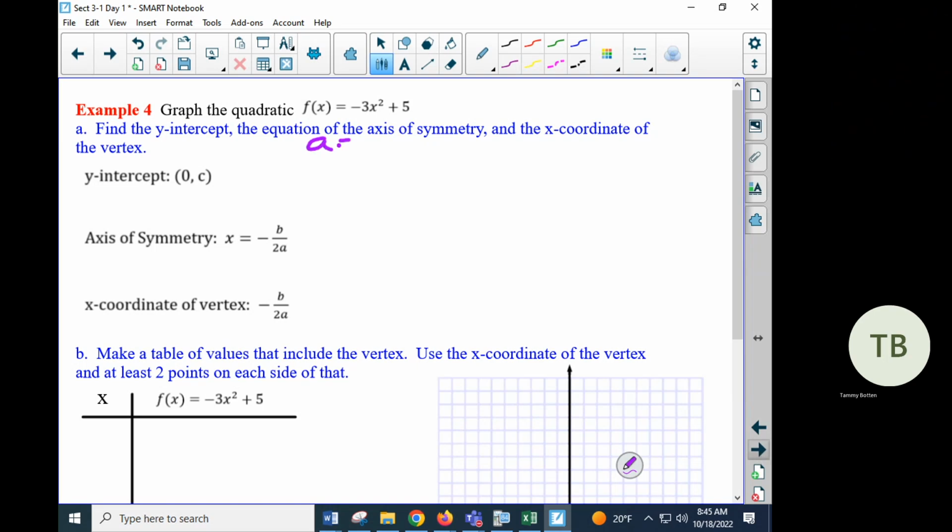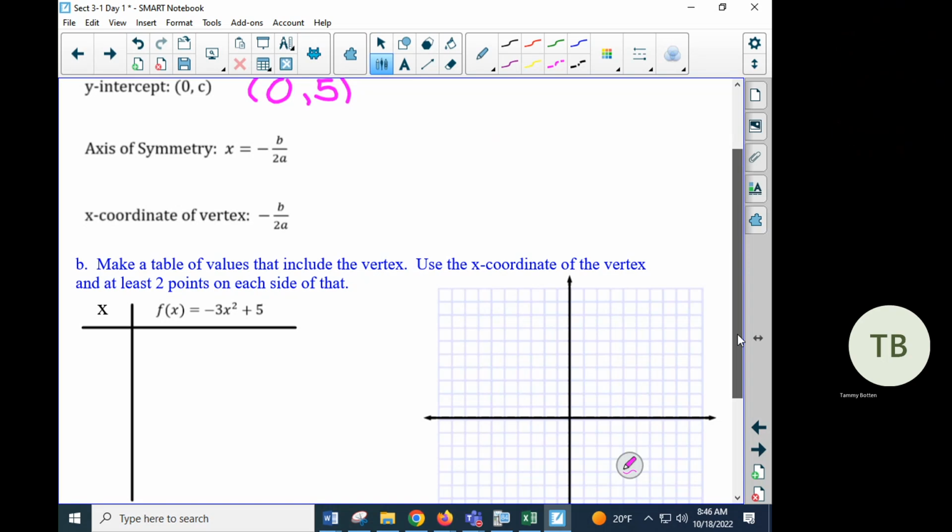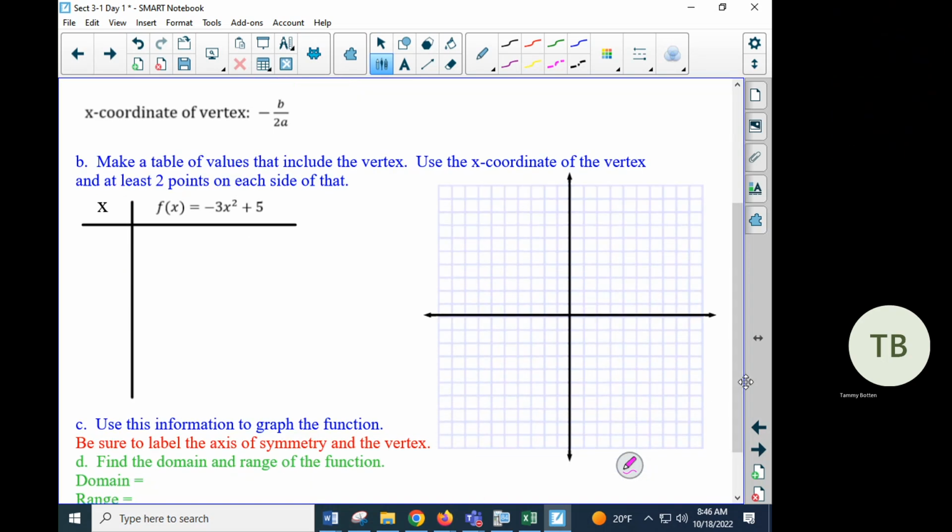This one, our A is -3. What do you think our B is in this one? 0, because there's no X. And C is 5. Okay. Then our y-intercept is going to be 0, 5, and we can go and plot that. 1, 2, 3, 4, 5.